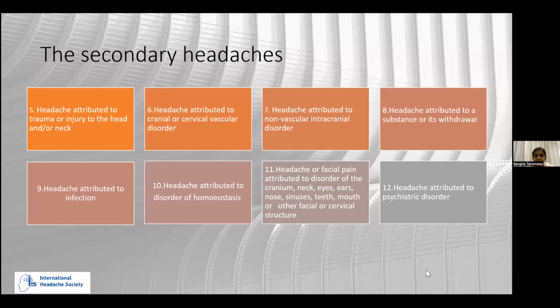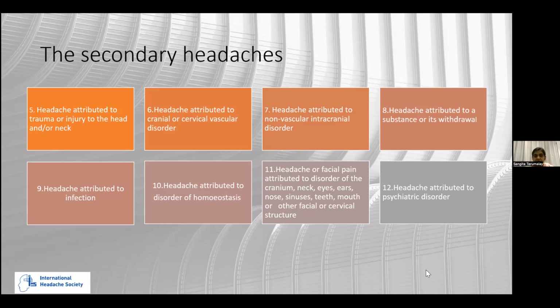What about the secondary headaches? So these shouldn't be missed. So headaches attributed to trauma, so basically symptomatic headaches, headaches attributed to vascular disorders, either cranial or cervical, headaches attributed to non-vascular intracranial disorders, headaches attributed to substance or the withdrawal of the substance, headaches attributed to infection like encephalitis. And we definitely don't want to miss this because the treatment is very different. The children need to be started on appropriate antibiotics or antiviral. Headaches attributed to disorders of homeostasis, like a bleeding disorder, headaches or facial pain attributed to disorders of the cranium, neck, eyes, ears, nose, sinuses, mouth, oral cavity. These are all secondary headaches. And of course, headaches attributed to psychiatric disorders.